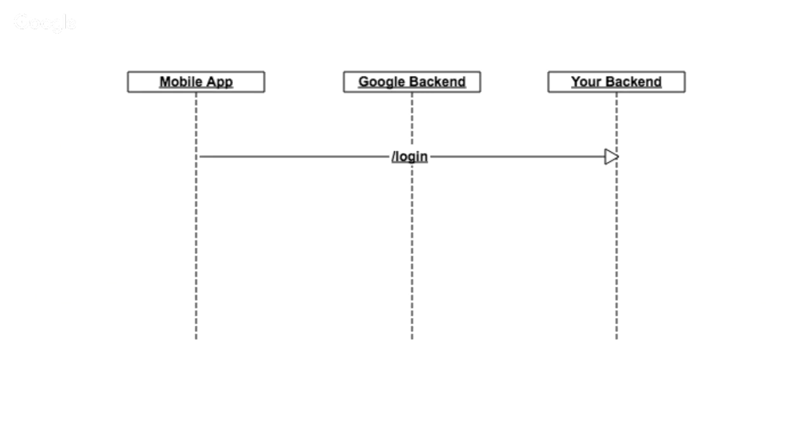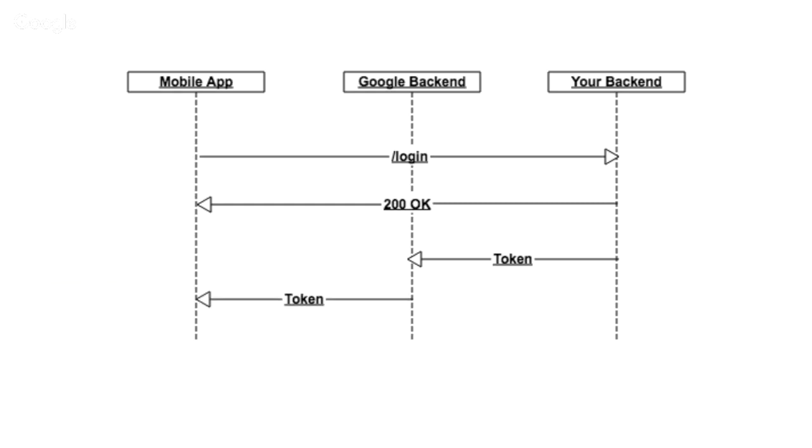So the flow looks like that. We have a mobile app, we have a Google backend, and we have our own backend, and the app calls login on our backend. Then our backend just returns 200 OK with no body. What happens next? Our backend sends a token in a push notification to Google Cloud, and then Google Cloud sends the token back to our mobile app.